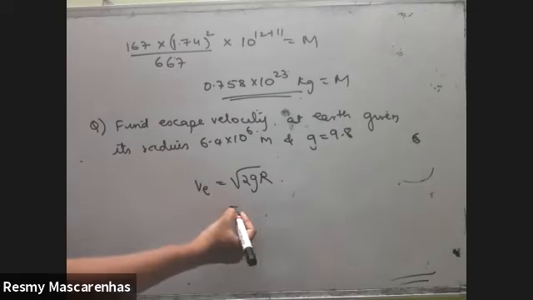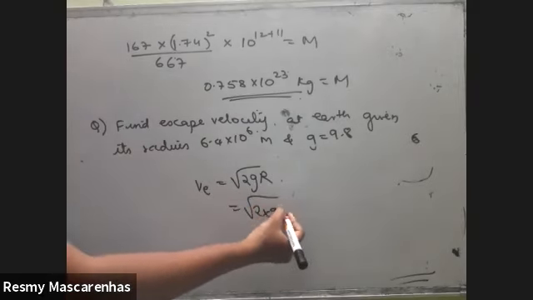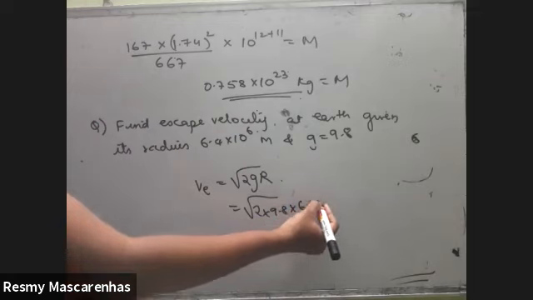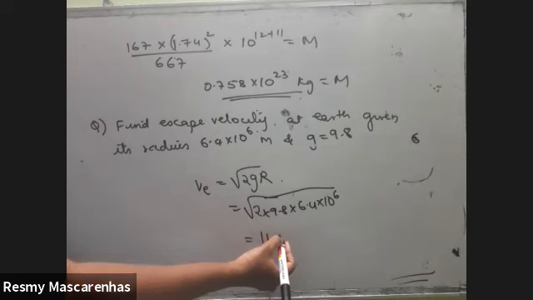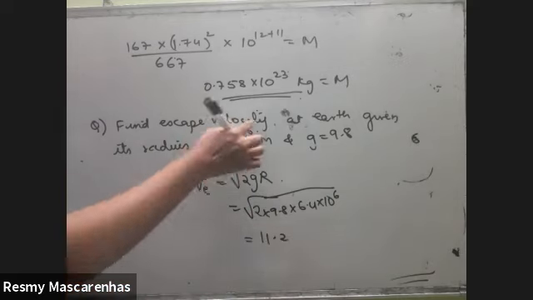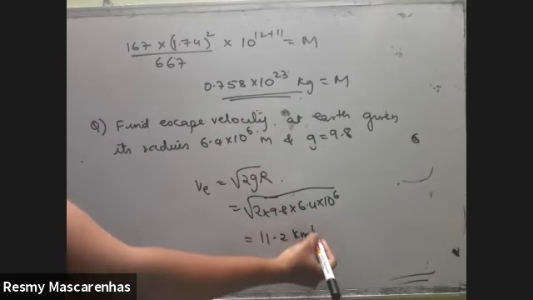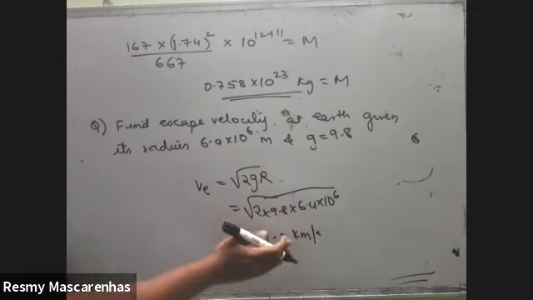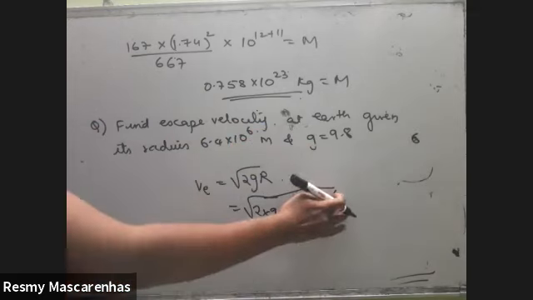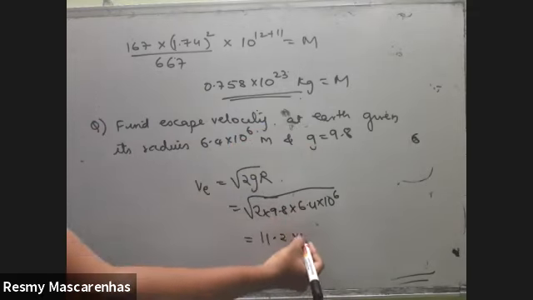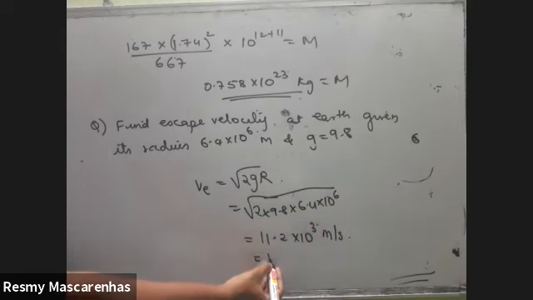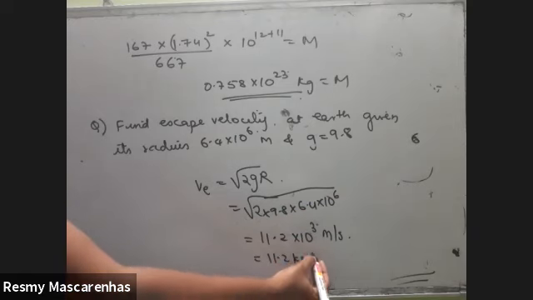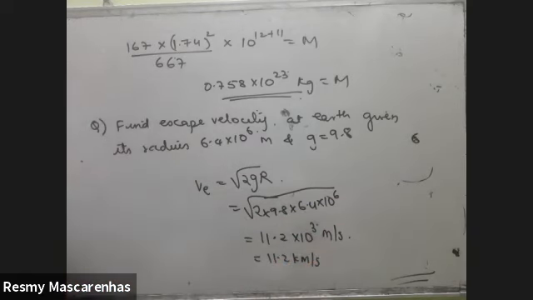Now this is simple enough. 2 into 9.8. This we have already done, before also I had explained. It ends up to be around 11.2, the escape velocity of Earth. So we'll get it like this. Square root of this would have been 10 raised to 3, which you can write as 11.2 kilometers per second. 10 raised to 3 is nothing but 1 kilometer.